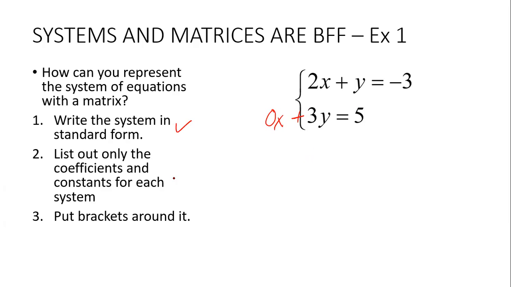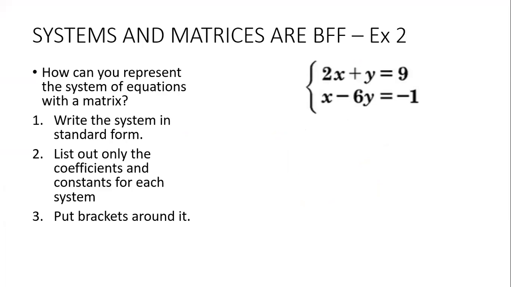Check. Then list out only the coefficients and constants for each equation. So the coefficients 2, 1, constant -3. Coefficients 0, 3, constant 5. So 2, 1, -3, 0, 3, 5. And then put brackets around it. Now you've taken your system and turned it into a matrix. Notice how if a coefficient isn't present, I put a 1. If a whole term isn't present, I put a 0.